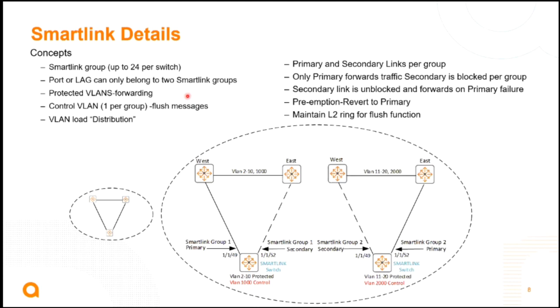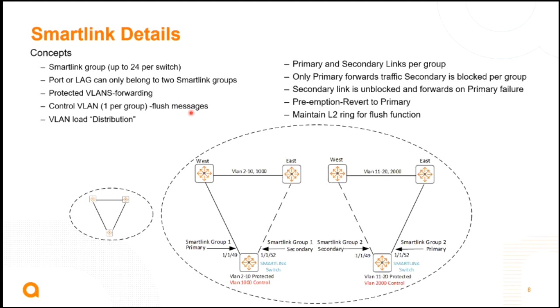Then we have a concept of something called a protected VLAN. This protected VLAN is the VLAN you use to forward traffic that you're interested in, effectively. Then we have a control VLAN. You have one control VLAN per Smartlink group.